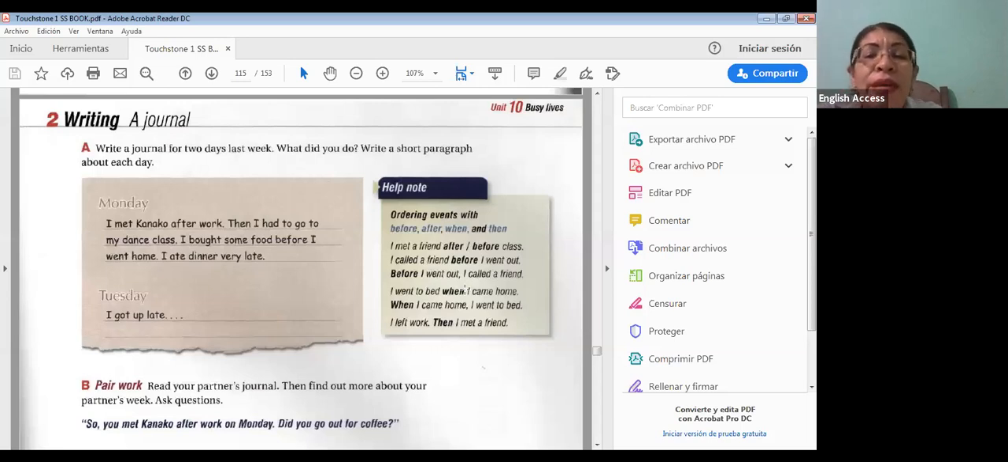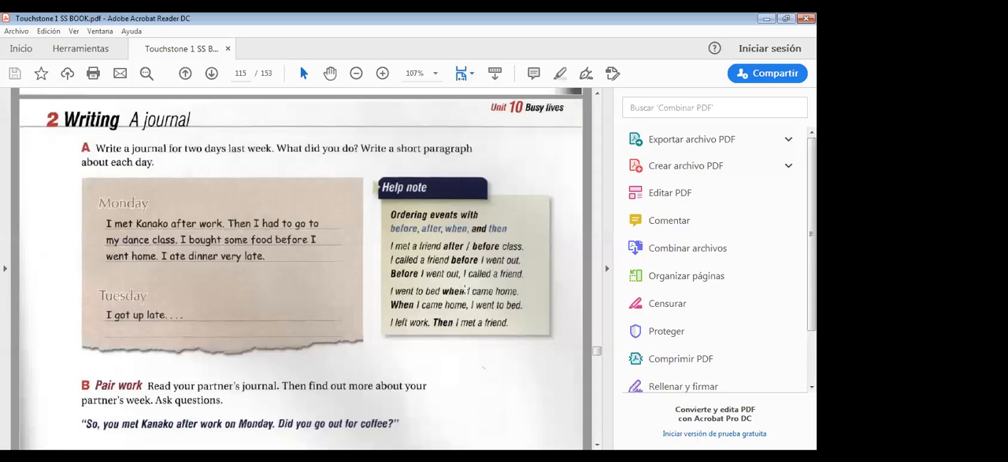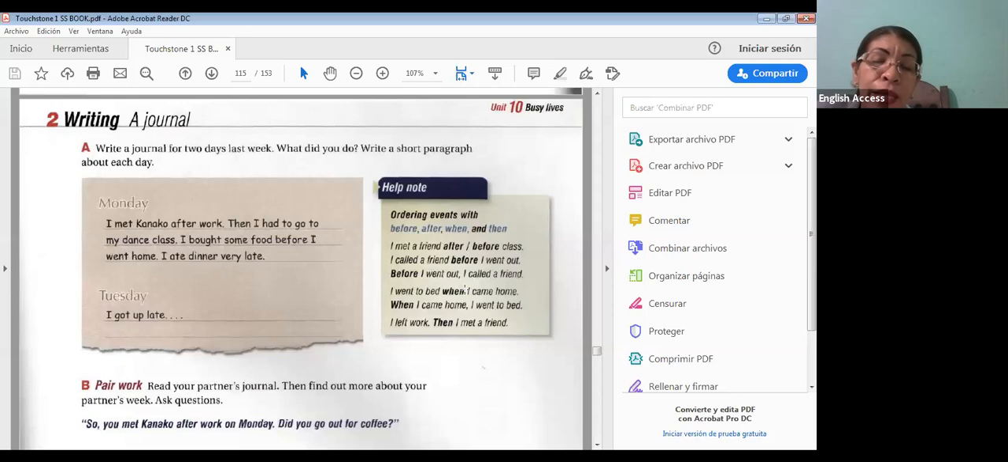We have some examples. I met a friend after class, or I met a friend before class. I called a friend before I went out, or before I went out, I called a friend. So here we can use these words at the beginning, at the end, or maybe in the middle of the sentence, okay? I went to bed when I came home. When I came home, I went to bed. The same, we can use when to connect two ideas, or we can use when at the beginning of the sentence. I left work. Then I met a friend. With then, you are saying that first you finished an activity and continue with the second one. And then it's just like a connector. Do you have any question about these words, Luis, before, after? No.